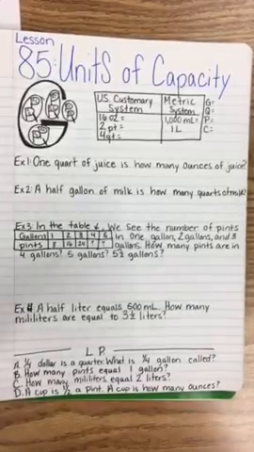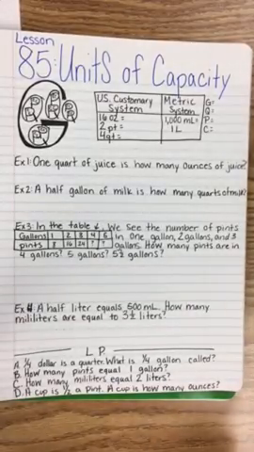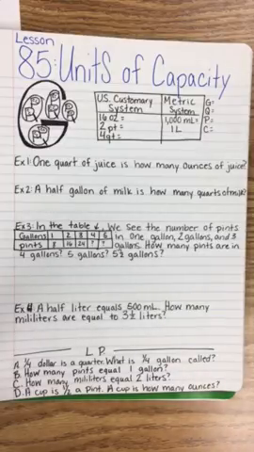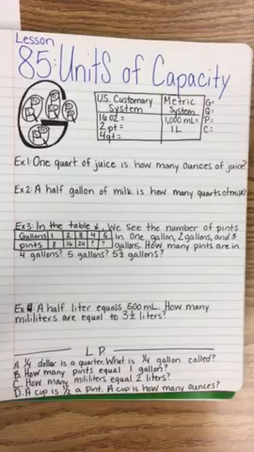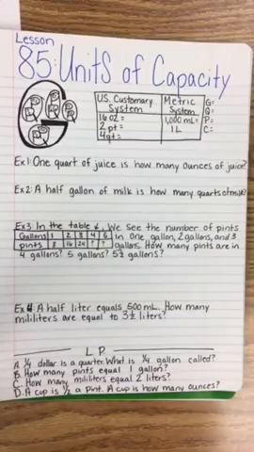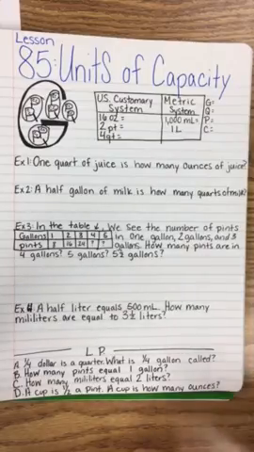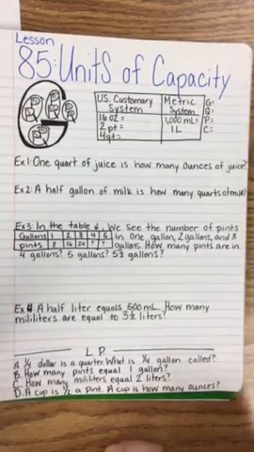Lesson 85, units of capacity. So here, when we buy milk, water, or fruit juice at the store, we are buying a quantity of liquid, right? In the U.S. customary system, liquid quantities are measured in ounces, pints, quarts, and gallons. In the metric system, they're measured in liters and milliliters.